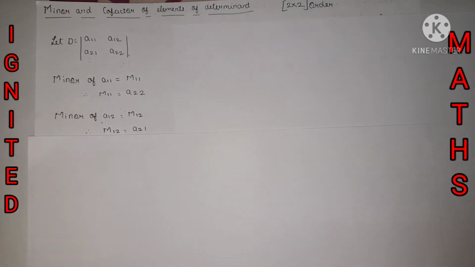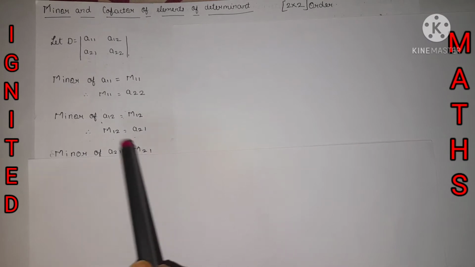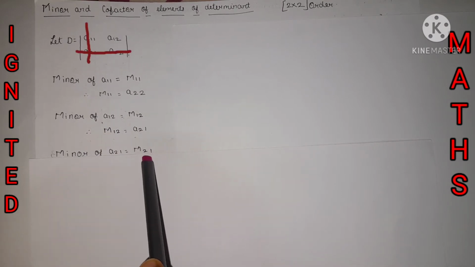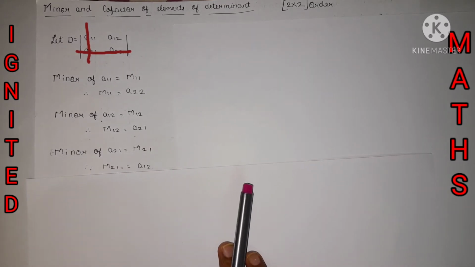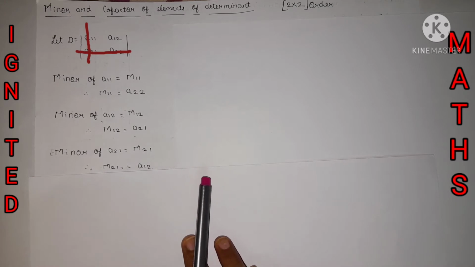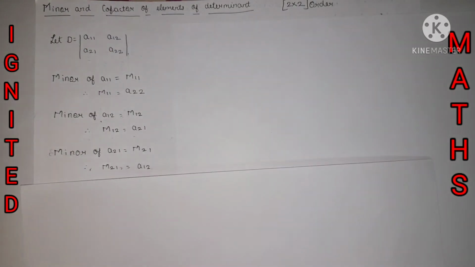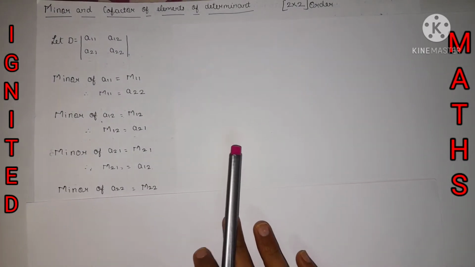Yes, we have come across 2 elements. Now 2 more elements are left. That is nothing but A21. So minor of A21 is equal to M of 21. And what will be the value of M21? We need to hide the second row and first column of the given determinant. If we hide it, we get the term A12. Now minor of A22 element is equal to M of 22 element.